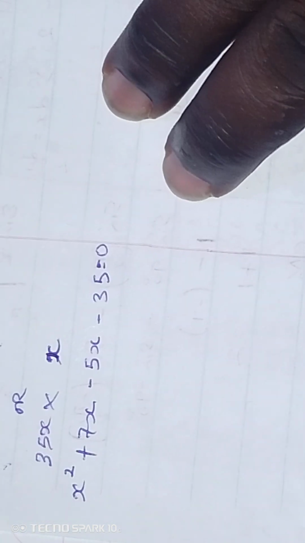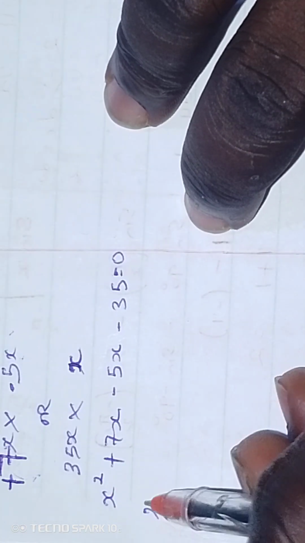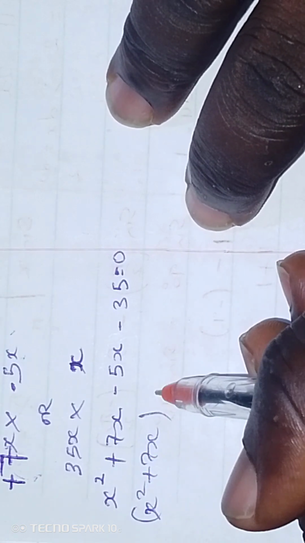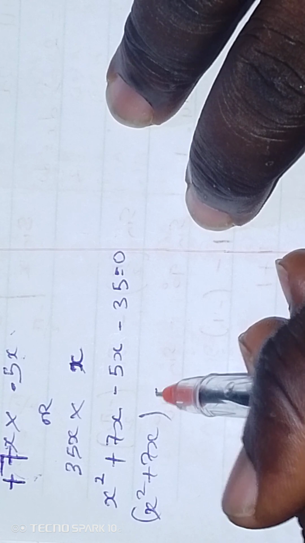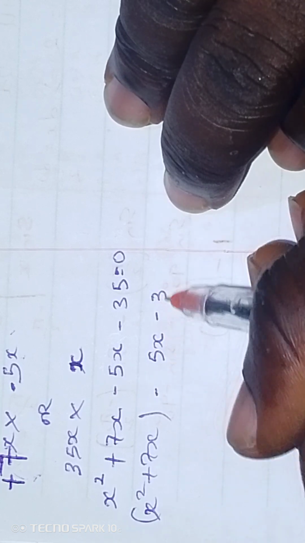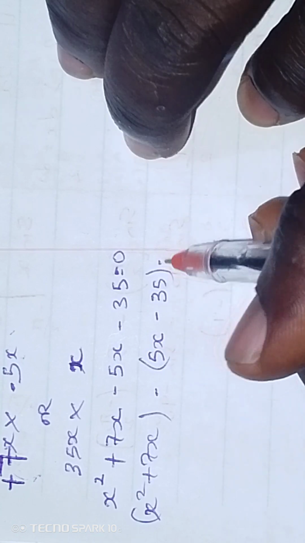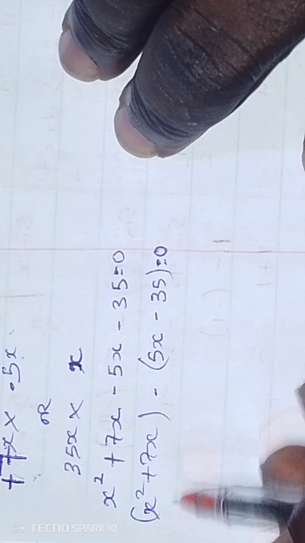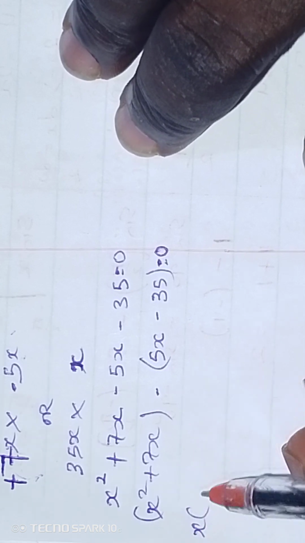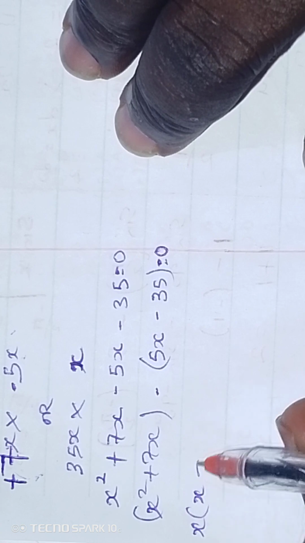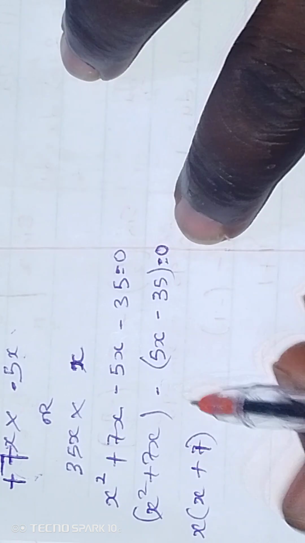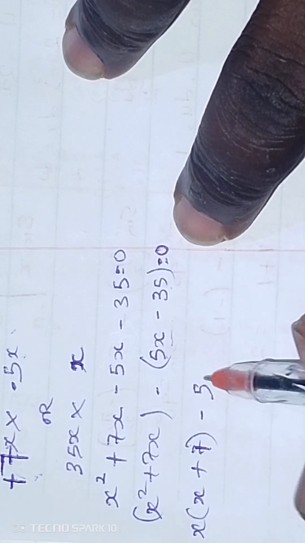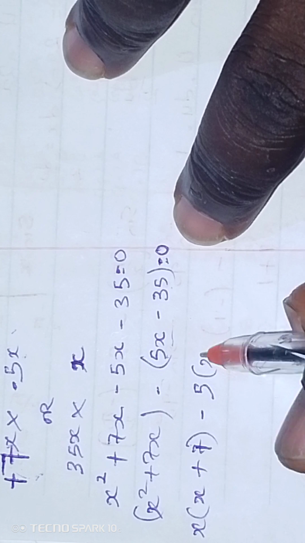We'll separate these two parts. So we have x squared plus 7x, and we have minus 5x minus 35 equal to 0. Having that, we look at what is the common factor here. x is common. When we bring one x out, we have x inside plus 7. What is a common factor here? The common factor here is 5. So we bring the 5 out. When you bring 5 out of 5x, you have just x here.